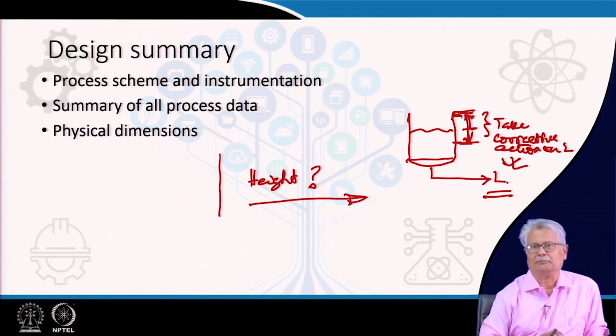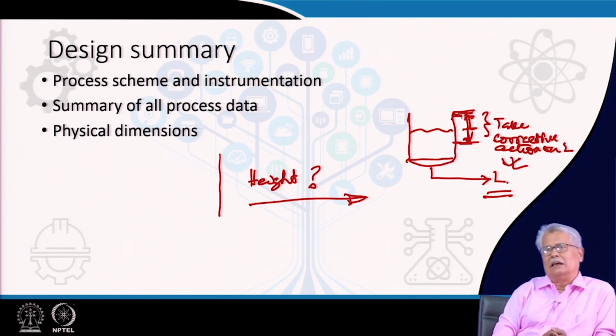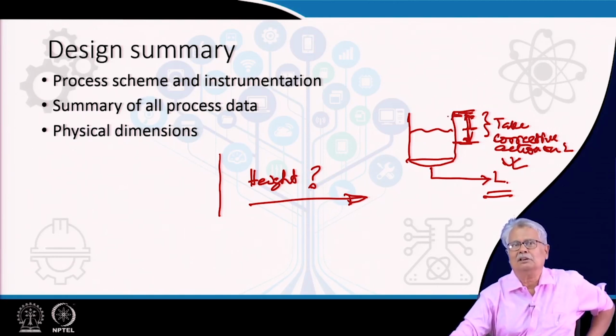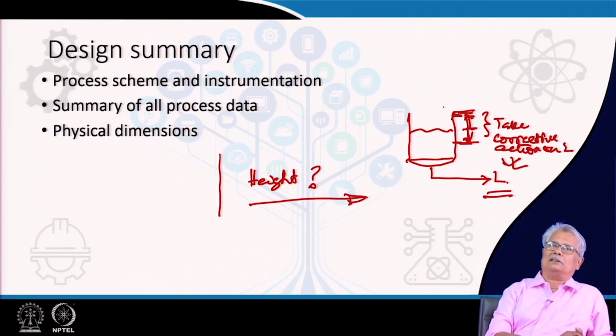You already have decided the diameter of the vessel, which is minimum 0.75, possibly you will be going for 800 millimeter diameter, and you know the value of L in meter cube per hour. So, you decide the residence time accordingly, and you finally decide that this is going to be your basic design, which consists of a design summary of the process scheme and the instrumentation, summary of all process data and physical dimensions. Thank you.